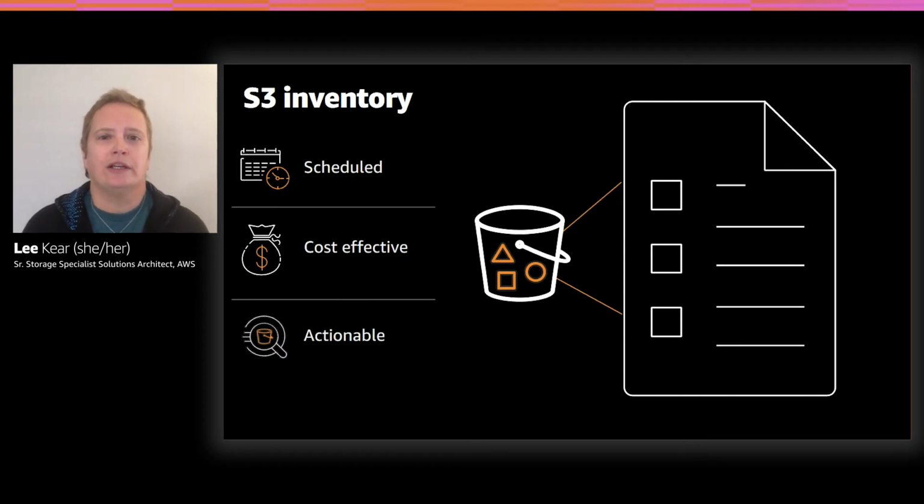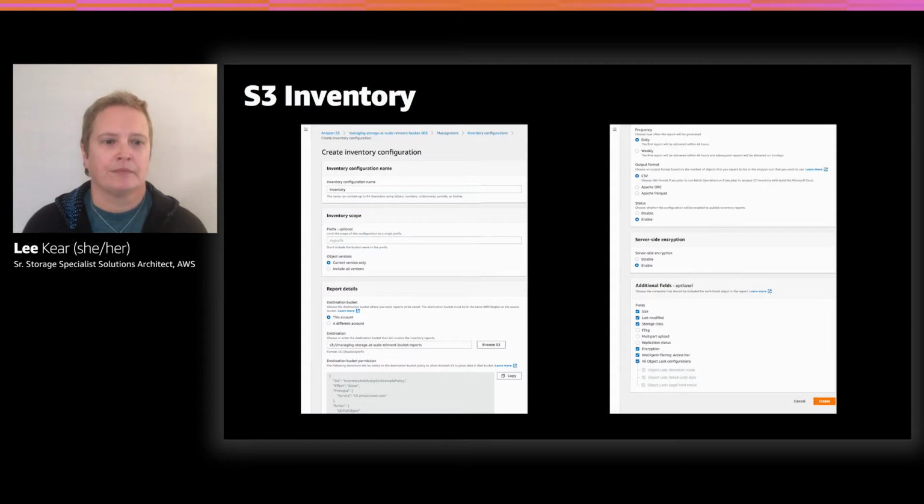So let's create an inventory report. We begin by selecting the bucket on which we wish to create the report. When we select the Management tab, and down near the bottom of the page, you will see the inventory configuration. Here we'll be able to view existing configuration reports that have been previously configured on this bucket. And then we'll click Create Inventory Report.